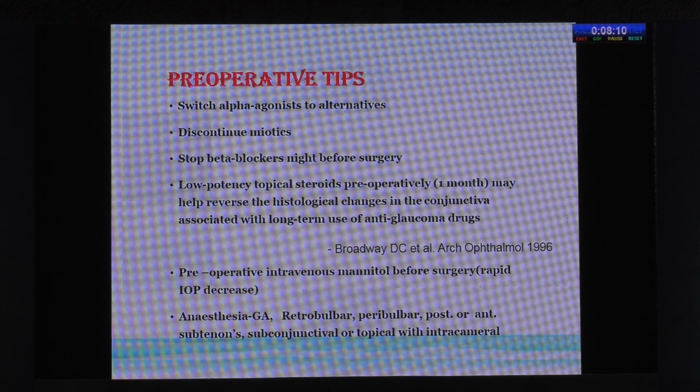And if you're using a subconjunctival subtenous block, ensure that you're using a 30 gauge needle, a very small needle, and you're injecting at the same site without causing any subconjunctival hemorrhage at the site of your incision of the conjunctiva.